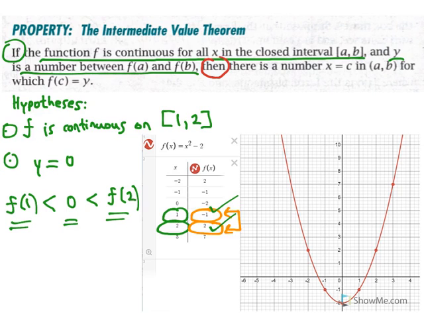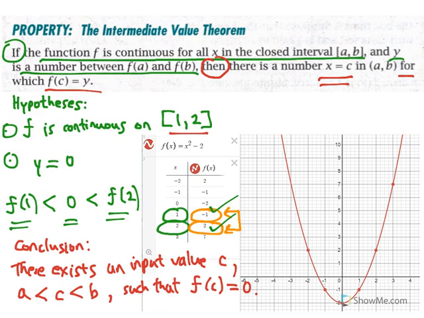It is an existence theorem, so it makes a guarantee. It guarantees that there must be an input value between 1 and 2 such that the output of the function will be equal to 0. So in this particular problem, we are able to know, using the intermediate value theorem, the existence of a 0 for this particular function. And that 0 must be between x is equal to 1 and x is equal to 2.